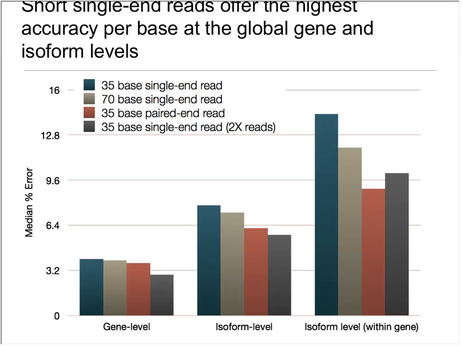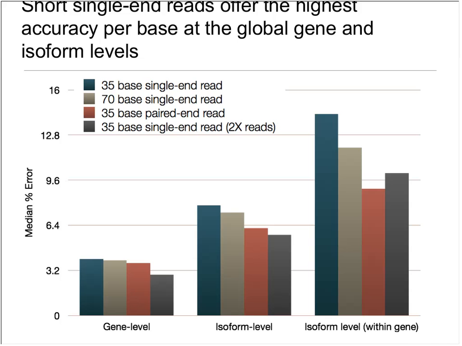One would be 70-base single-end reads, one would be 35-base paired-end reads, and the last would simply be double the number of 35-base single-end reads. So these last 3 experiments all have the same throughput, and twice as much as the first. We looked at both the gene and isoform levels, relatively within each gene, and looked at the percent error of the estimates that you would get in those cases.